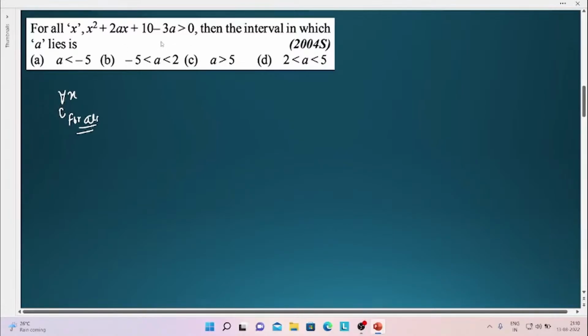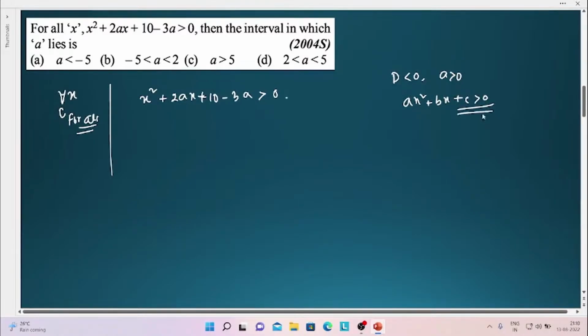So we have to find out the interval for which this particular quadratic expression would be greater than 0, right? Here are some options given to you. So let me first write down the quadratic expression, which is x square plus 2ax plus 10 minus 3a, which is greater than 0. First of all, if D is less than 0 and a is greater than 0, then the quadratic expression, suppose ax square plus bx plus c, must be greater than 0, right?